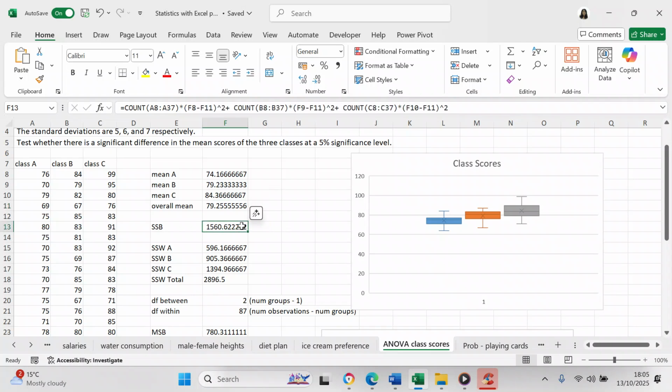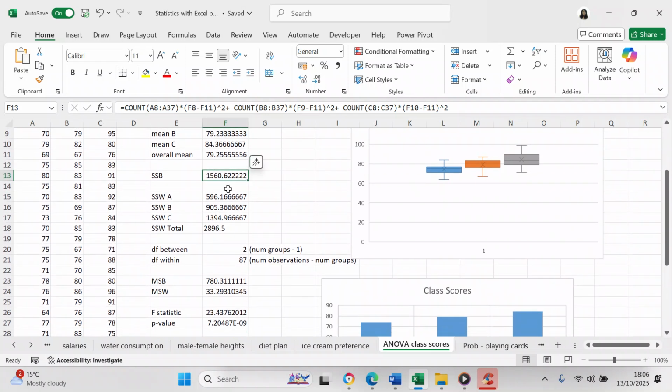And then SSB, because you can do an analysis of variance using Excel's data analysis pack, or you can do an analysis of variance manually. And so what we're doing is the analysis of variance manually. So your SSB, this is the formula for the SSB, gives you a value of 1560.